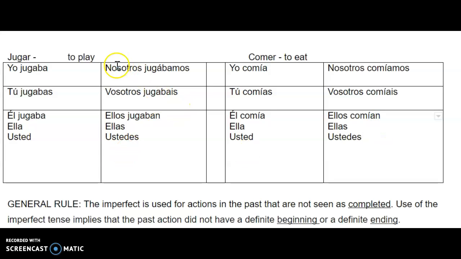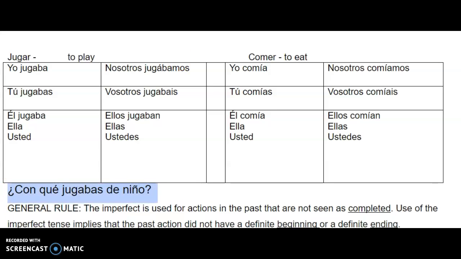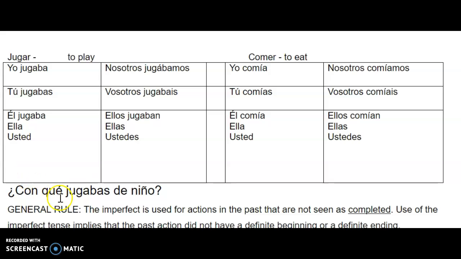Okay. So in class, we practiced a lot with this verb jugaba. So I asked the question, ¿con qué jugabas de niño? So this question right here, ¿con qué jugabas de niño? Okay, so we know the word qué means what? Jugabas is like, did you used to play? Con is with, so it's what did you used to play with? De niño is like when you were a little kid. Okay, what did you used to play with when you were a little kid?